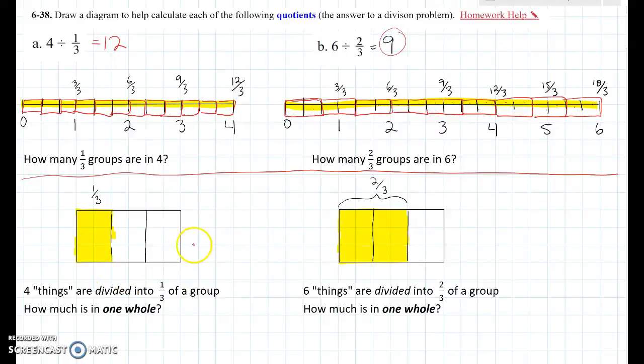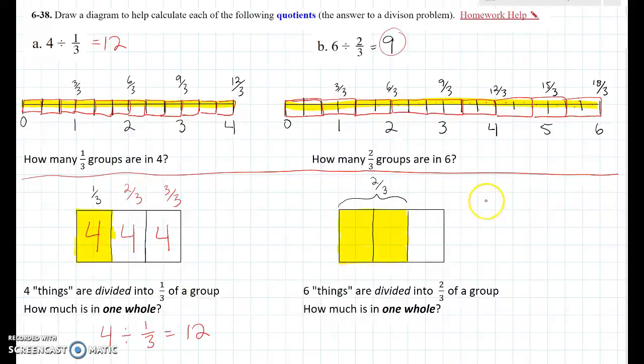So here's 1/3 of our whole group, our whole number. And if 4 represents one of those thirds, well, what needs to go in the other 2/3? Well, if you're saying 4, then you are correct. So how much is in 1 whole? Well, you would get 4 again. That 4 being divided into 1/3 of a group is 12. Right? It's asking 4 is 1/3 of what? 4 is 1/3 of 12.